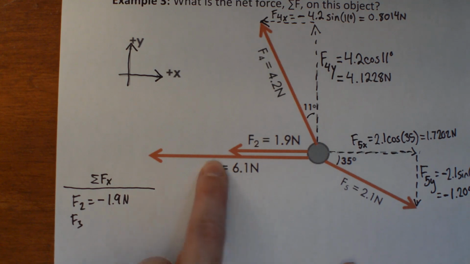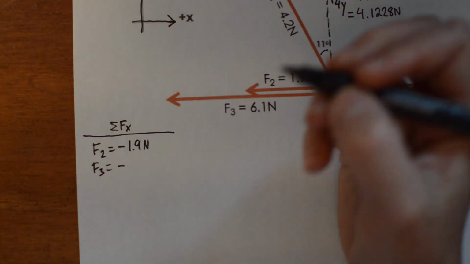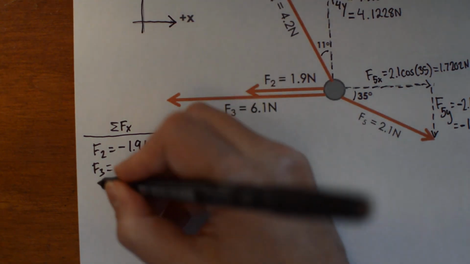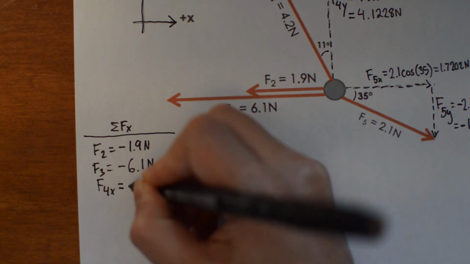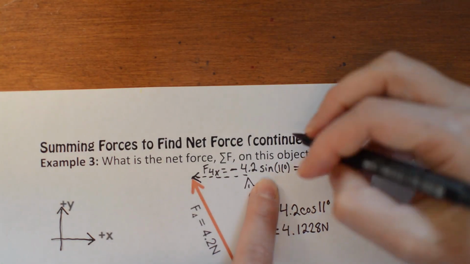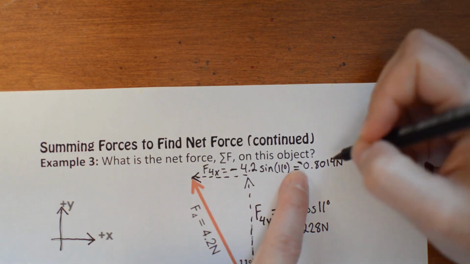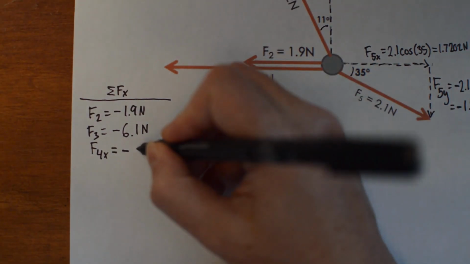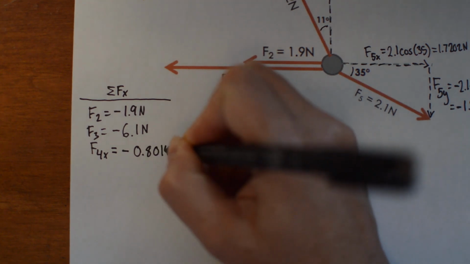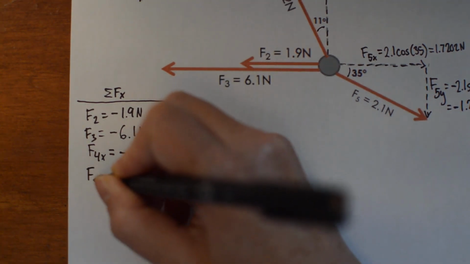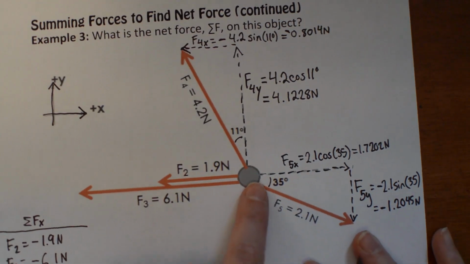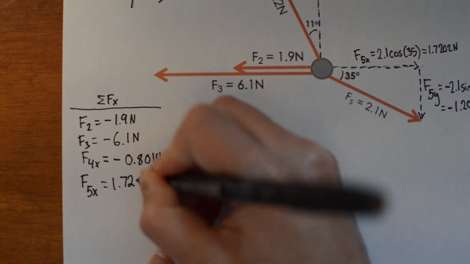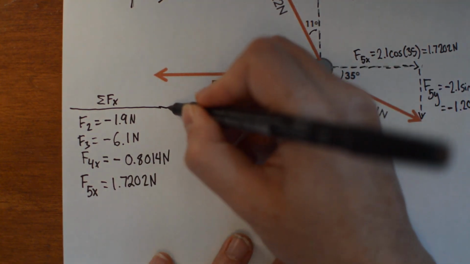F3 also fully in x, and it's backwards, so that will be negative 6.1. F4 has an x component. We just calculated it. It's backwards, and it's negative, oh, I forgot to carry my negative through, sorry about that, negative 0.8014. So negative 0.8014 newtons. F5 in the x direction is forwards, and it's that 1.7202. Great.